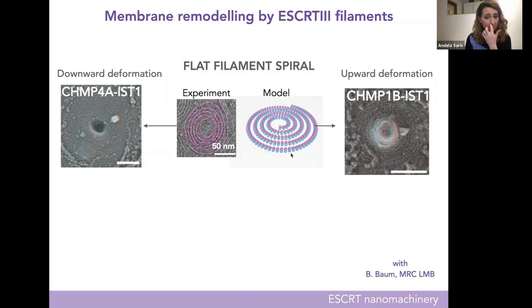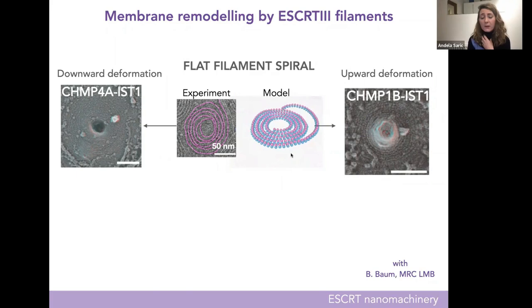And this was initially what we tried to capture in our simulations, also guided by the previous work of Martin Lenz and Aurelien Roux. But basically, as you see here, when we let the spiral relax, the outside will want to go in, the inside will want to go out, but the filament will never go out of plane. It will just stay there.